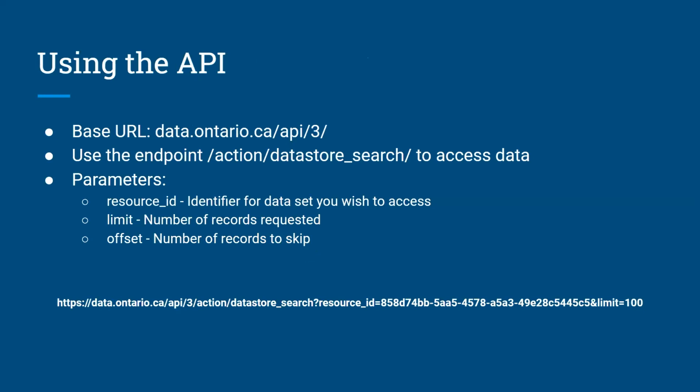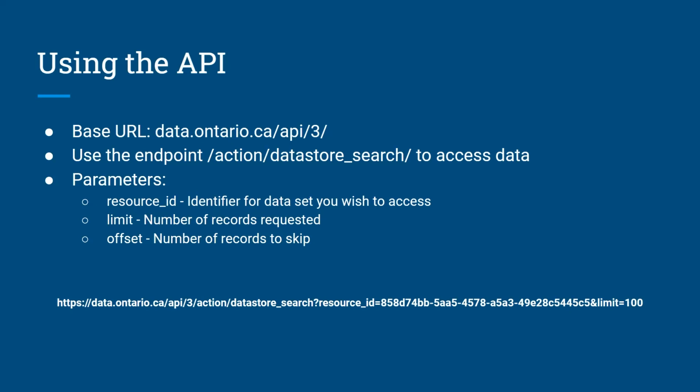So to use the API, there's the base URL on the slide. It is data.ontario.ca is the domain name. And the endpoint for the API call is also listed on the slide, as well as a couple of parameters. So this is all pretty typical stuff if you have experience working with an API to get data. These are the required parameters that you would have.